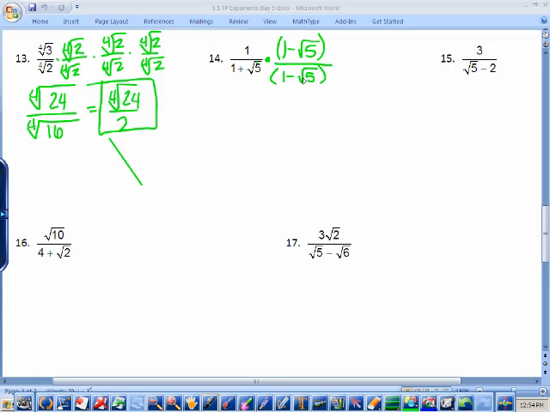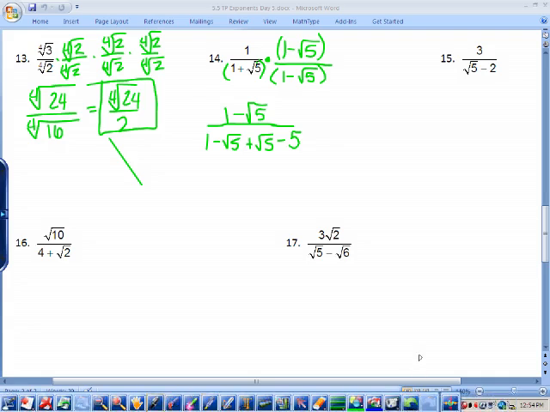Okay, so now go ahead and simplify the numerator. Going to distribute that 1, so it just becomes 1 minus root 5. And then what do you have to do on the denominator? Double distribute. 1 times 1 is 1. Then we've got negative root 5 plus root 5. What's positive root 5 times negative root 5? Negative root 25, which is negative 5.